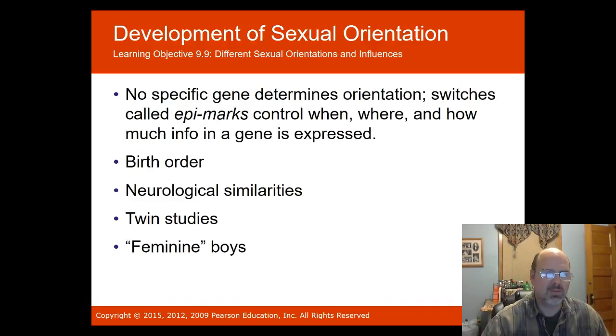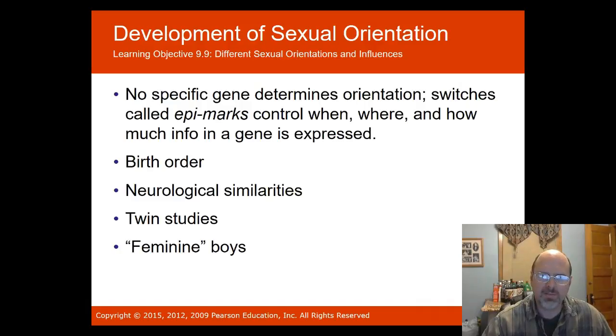So the next one is a question of, is there a genetic marker? Hammer in 1993 identified some genes carried on the X chromosome, passed on from the mother. He found that 33 out of 44 homosexual brothers carried this X chromosome.